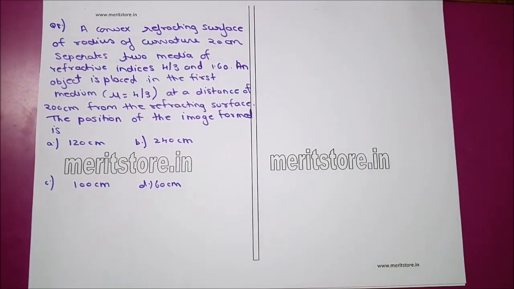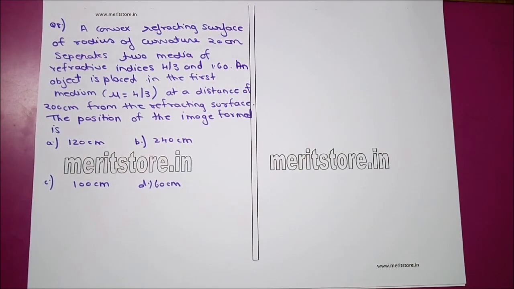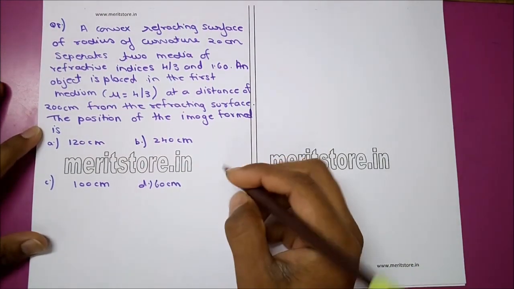A convex refracting surface of radius of curvature 20 centimeters separates two media of refractive indices 4 by 3 and 1.6. An object is placed in the first medium of mu 4 by 3 at a distance of 200 centimeters from the refractive surface. The position of the image formed is, the options given are 120 centimeters, 240 centimeters, 100 centimeters and 160 centimeters.